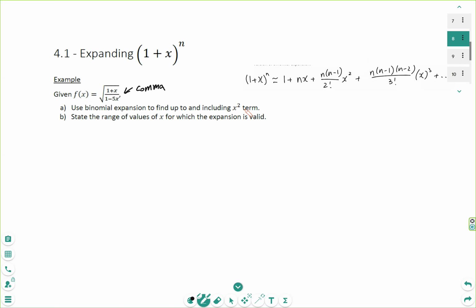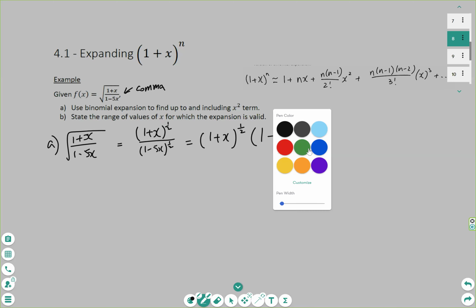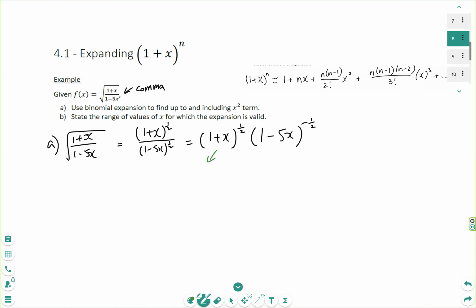So what's going on in here? I'm going to rewrite the question: 1 plus x over 1 minus 5x, which I can rewrite as powers of a half. 1 plus x to the power of a half over 1 minus 5x to the power of a half. I don't write a half in the denominator. I can write it as 1 plus x to the power of a half times 1 minus 5x to the power of negative a half. So then we have two expansions: expansion 1 and expansion 2. That's what I'm going to ask you to do.